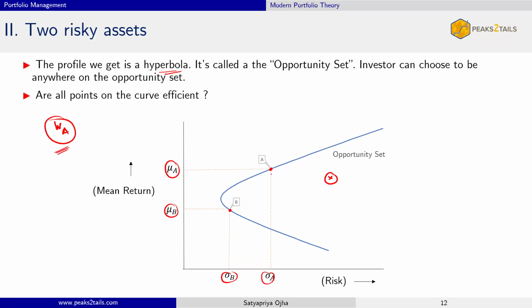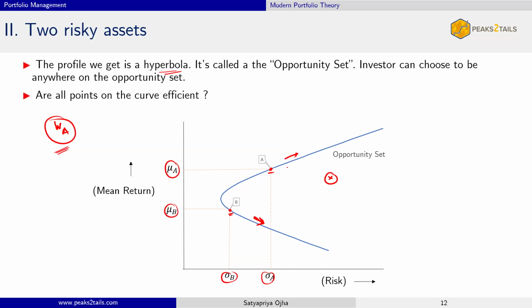Okay. Now, at this particular point, 100% weight is allocated to A, no weight is given to B. At this point, 100% weight is given to B, no weight given to A. If you go further in this direction, you're creating a leverage position for B. That means you're shorting A, investing more on B. That means the weight of B would be more than 100% in this direction, and A will have a negative weight.